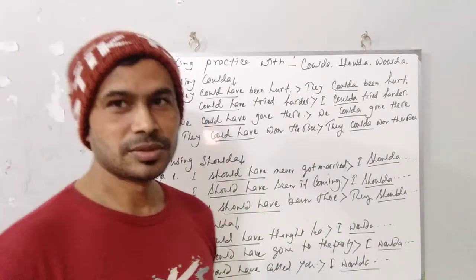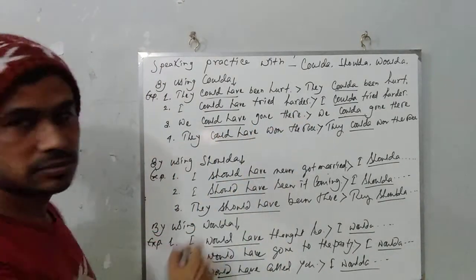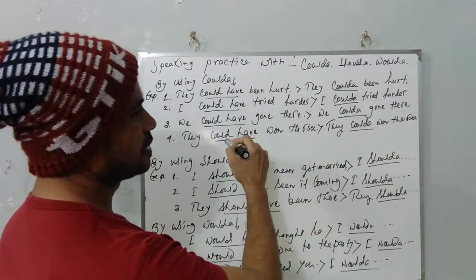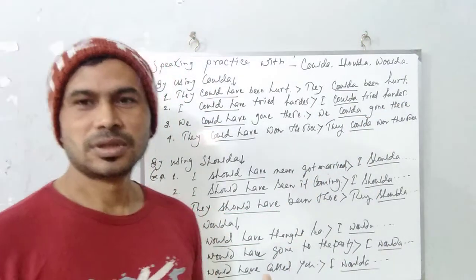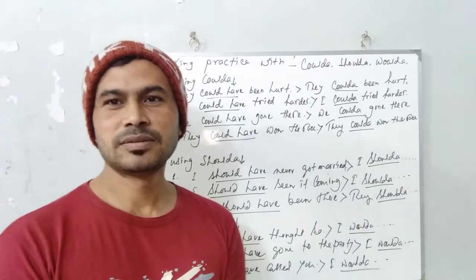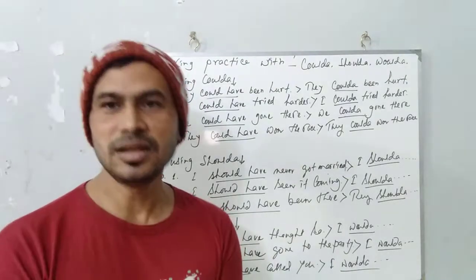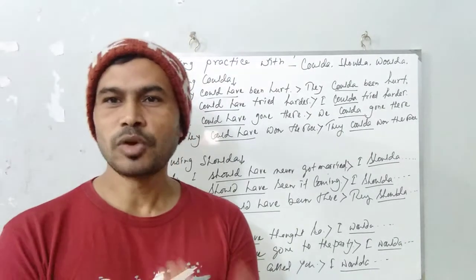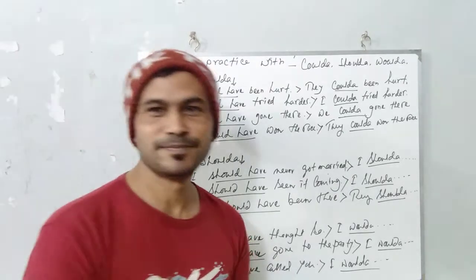So the next sentence: we could have gone there. Except this sentence, we could have gone there. So practice more. I think you should practice regularly, because without practicing, I think it's impossible to reach one's goal. So you should practice regularly.